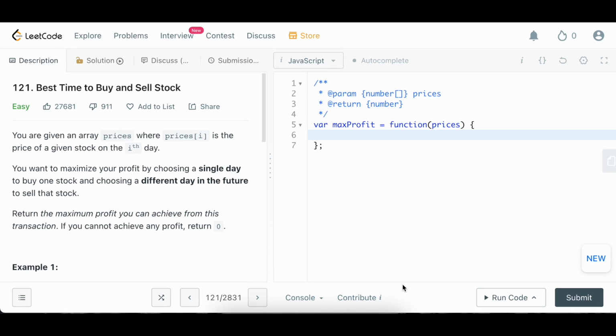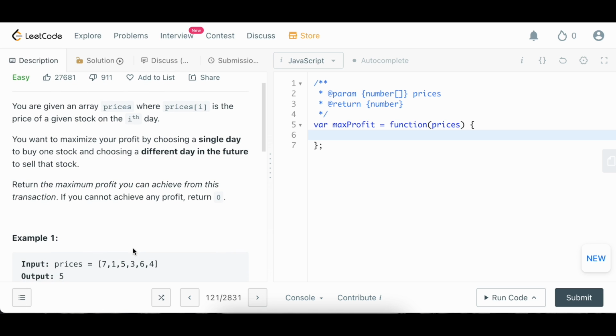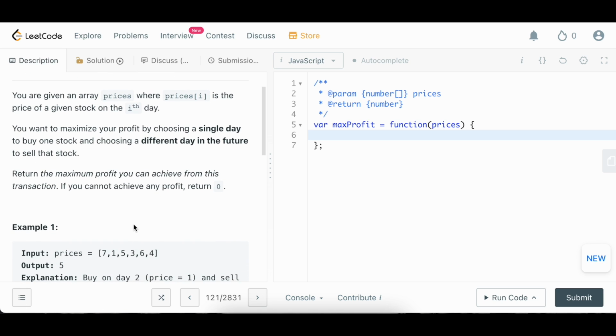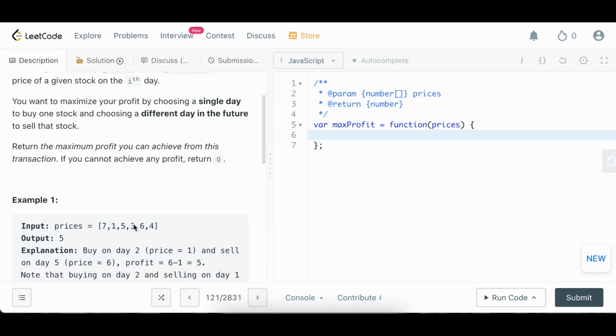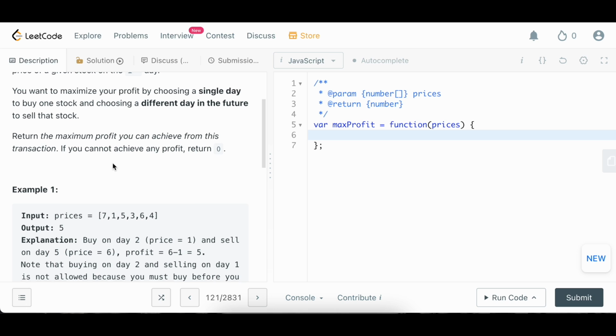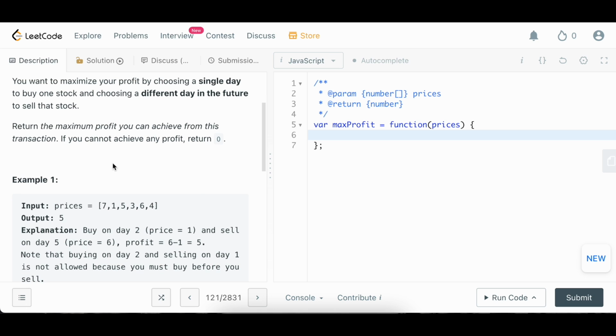So the problem that we are going to solve today is best time to buy and sell stock. The problem statement goes, you are given an array prices where prices[i] is the price of a given stock on the ith day. You want to maximize your profit by choosing a single day to buy one stock and choosing a different day in the future to sell that stock. So return the maximum profit you can achieve from this transaction, and if you cannot, return 0.